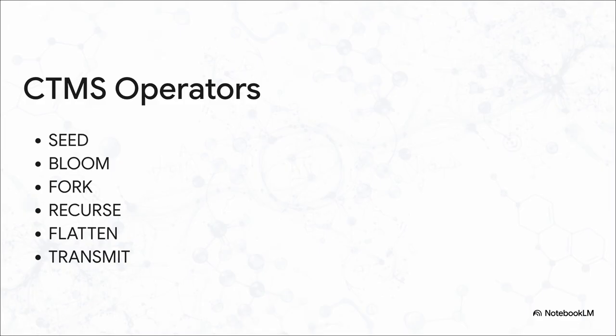You run your unresolved inputs through these very specific operators. First, you seed an initial axiom. Then, you let it bloom, generating its associative field. You fork at the branch points where interpretations diverge. And then, you test it. Based on that test, you either recurse, flatten, or transmit. It's a structured loop designed to actually make sense of the infinite.